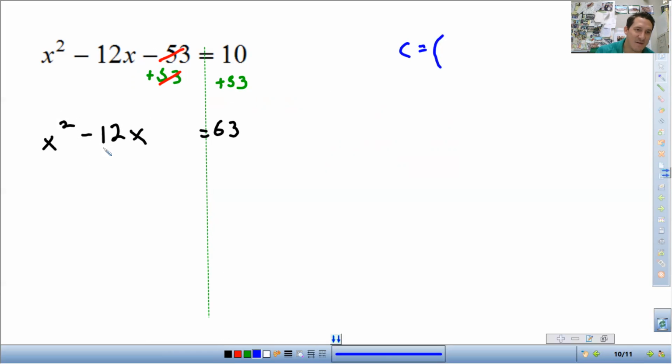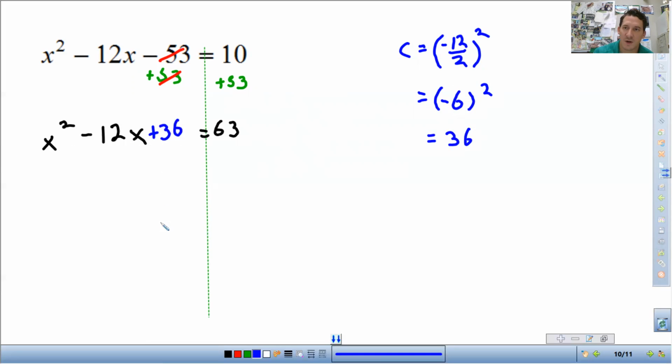It's going to be -12 divided by 2 squared. So -12 divided by 2 is -6 squared is positive 36. So I'm going to add 36 here. That's going to give me my perfect square trinomial. Whatever I do to one side, I have to do the other. So I have to add 36 over here as well.